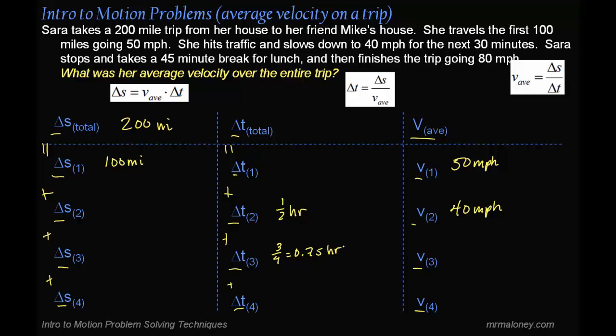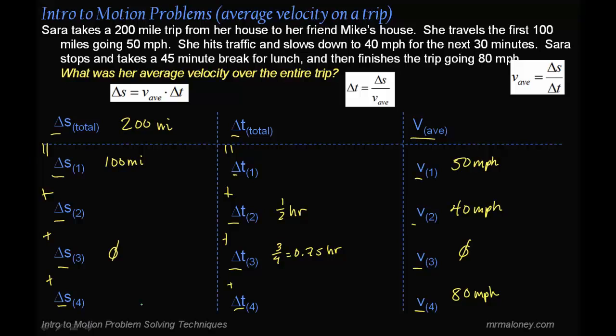Now it says she takes a break. Well, what does that mean? Break means that she's not driving. So you might say, oh, we can just leave that out then. Well, remember, no motion is a type of motion. In this case, it's nice because no motion is always easy to deal with. So her velocity when she takes a break is going to be 0. And she also doesn't go anywhere, so her distance traveled when she takes a break is also 0. And then she finishes the trip going 80 miles per hour. So over the last piece, her velocity is 80 miles per hour. So all the stuff here in yellow is what we know from the problem.